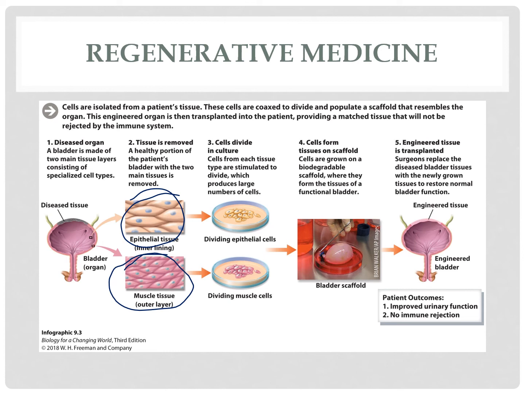And this is where they form tissues to basically make a functional bladder. And then from that, you can take that engineered tissue and transplant it back into the patient. Patient outcomes are really good: improved urinary function, no immune rejection, because it came from the patient's own cells.